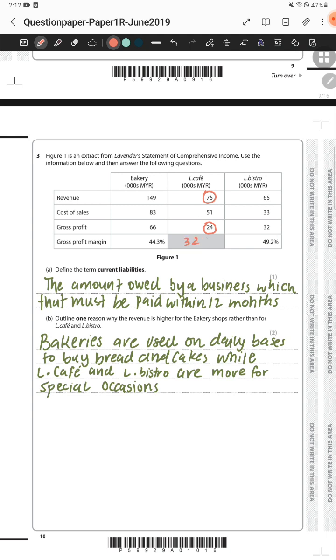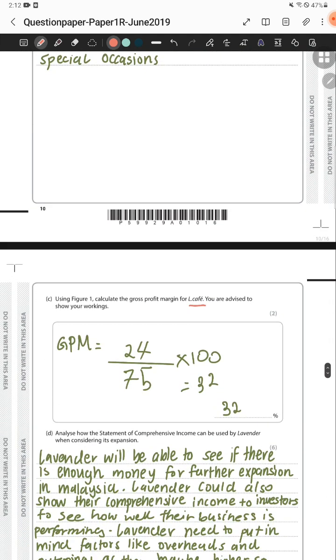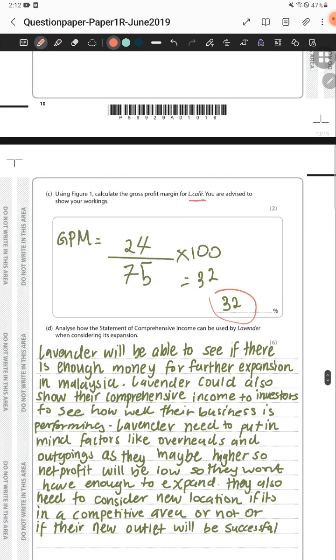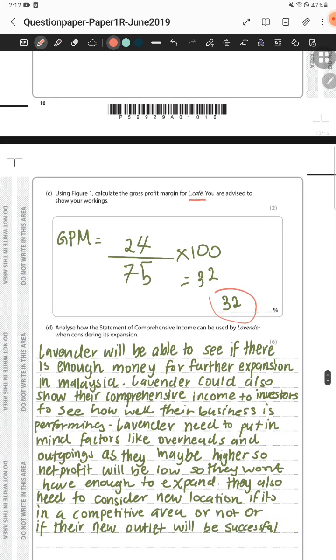You don't have to write it, I'm just writing it here. You have to write it here though. Okay. Part D, a 6-mark question.